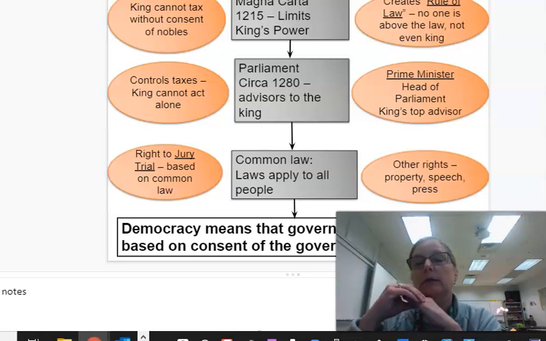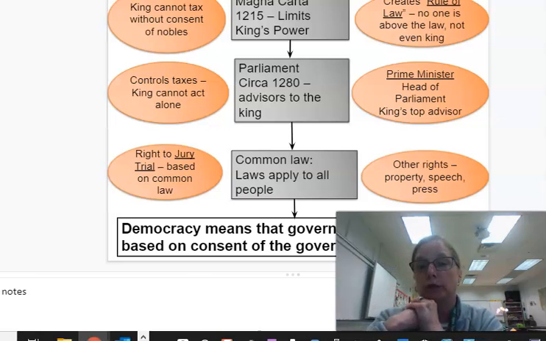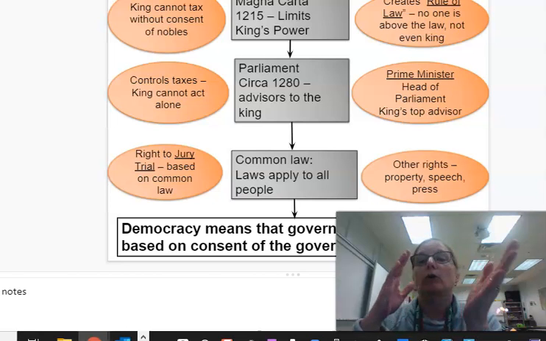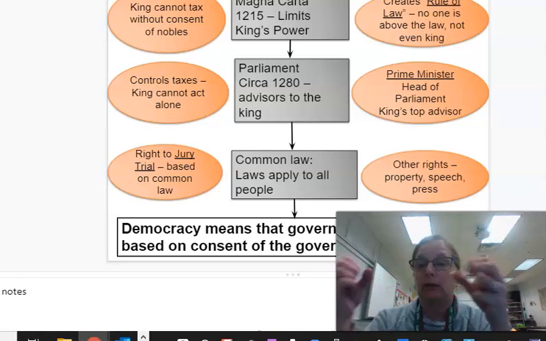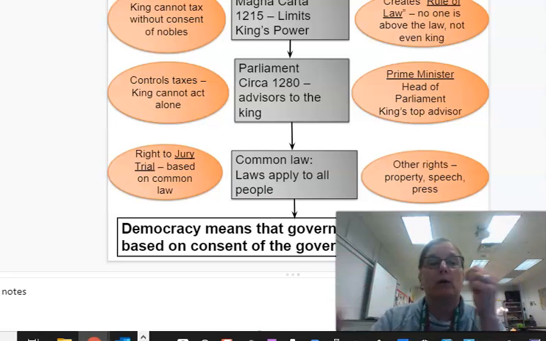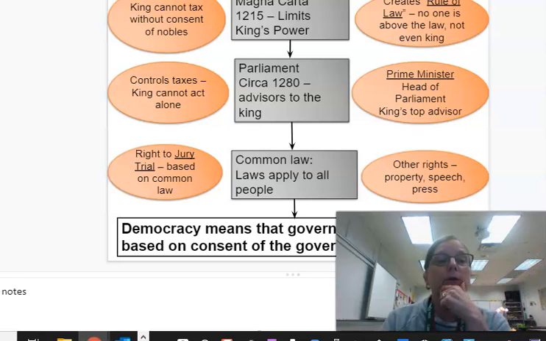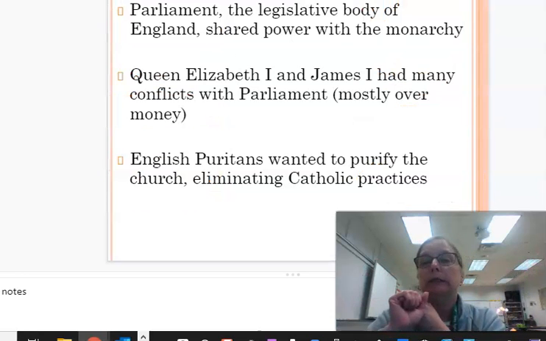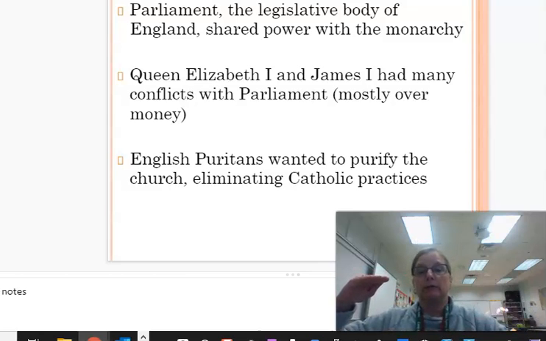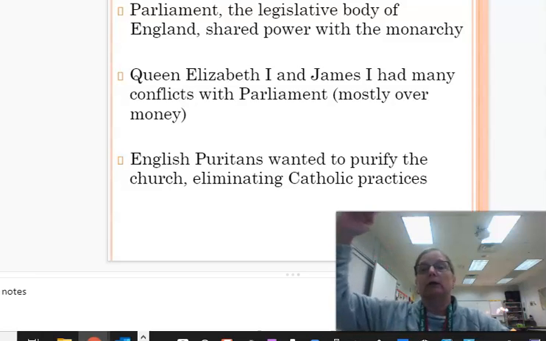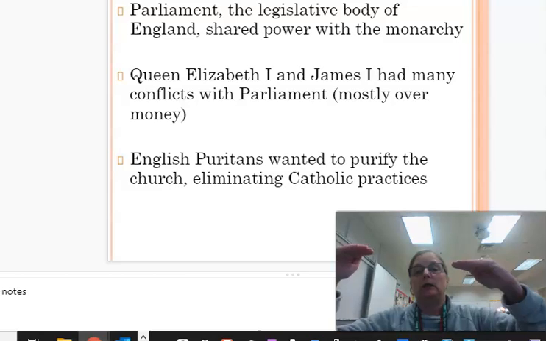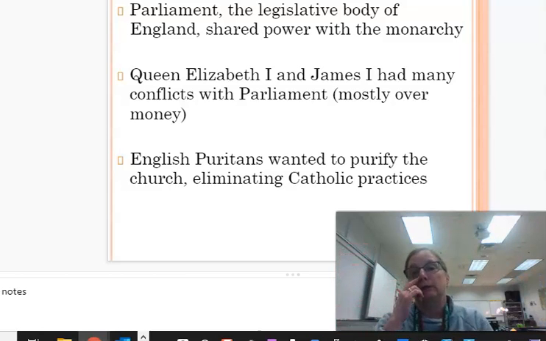One of the big things in common law was right to trial by jury. And then over time, Parliament and the king are going to compete for power. And this is going to come to a head in the three events. So Parliament, legislative power, they were sharing power with the monarch, but it was like Parliament here, the monarchy here. Monarch had more power. Parliament wants to equal, and eventually it's going to overtake the monarchy. Both Tudors and the first Stuart monarch, James I, had conflicts with Parliament.